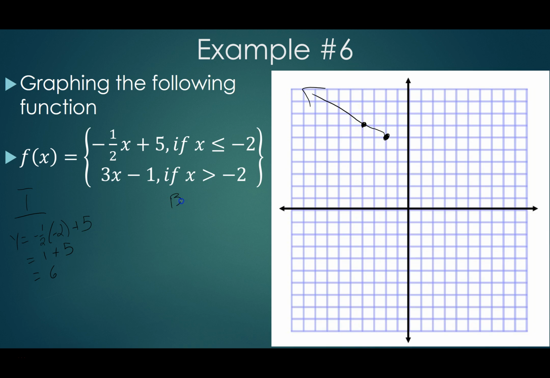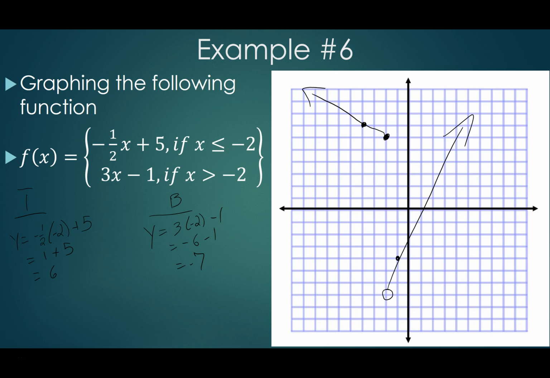And on the bottom function, again, we plug in our transition. 3 times negative 2 minus 1. Negative 6 minus 1 is a negative 7. So we're going to go all the way down to negative 7 for the y. Or again, because it's greater than negative 2, not equal to, we have to have an open circle. And here our slope is a positive 3, so we go up 1, 2, 3, and to the right 1. So that'd be the line for that particular graph.